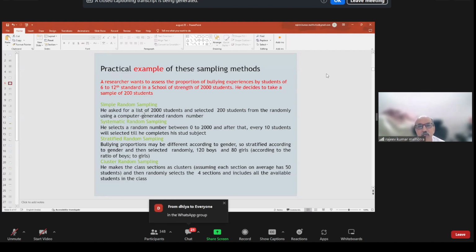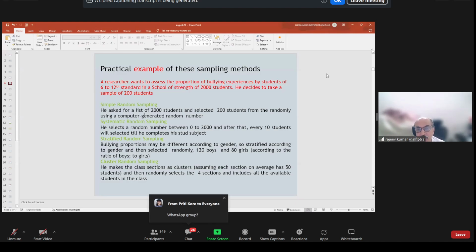First we go for random sampling. In random sampling, he has a list of 2000 subjects, and he draws 200 students using a computer random number generator, and can find out the proportion of bullying experience. What do we do in systematic random sampling? Because he has to collect 200 students, we divide the population by the number of samples, so we get the k value, and every 10th student will be selected, so that we get a sample of 200.